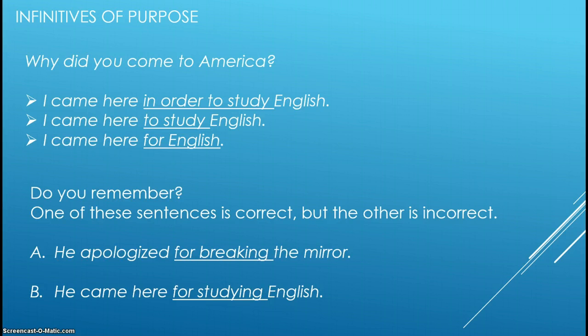B is our exception to that rule, the exception. He came here for studying English is a little awkward to native speakers' ears. We don't like to use the for and the gerund when we're talking about purpose. Why did he come here? And we like the infinitive. He came here to study, not for studying. It's an exception to the usual rule that you have to keep in mind.